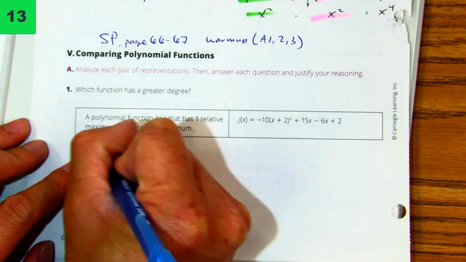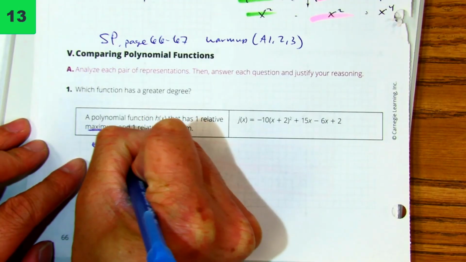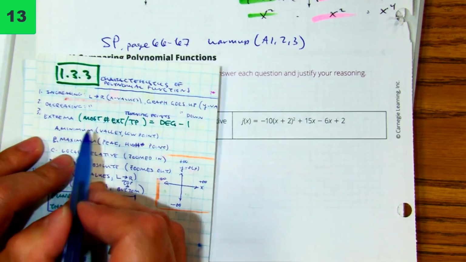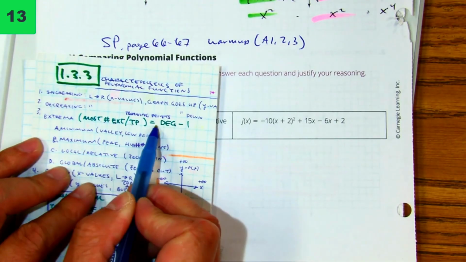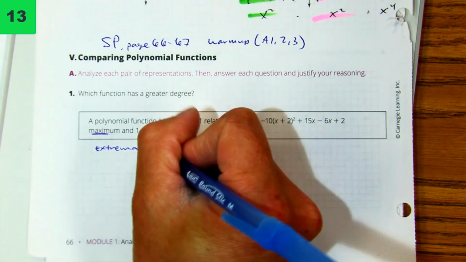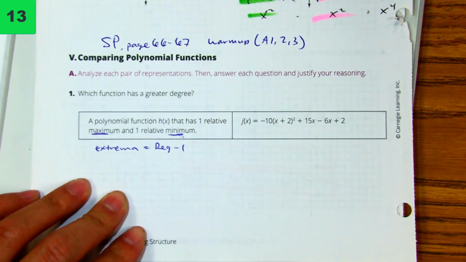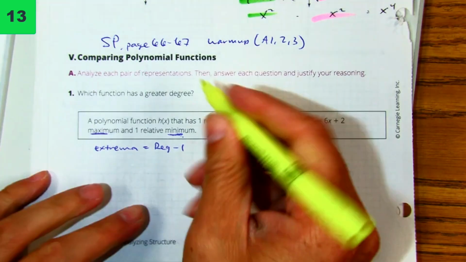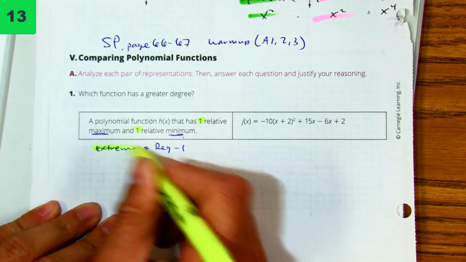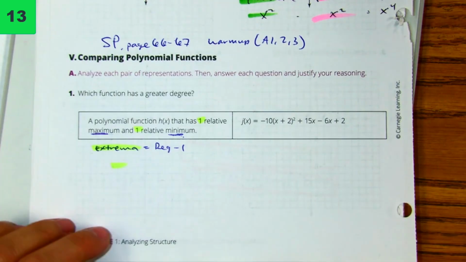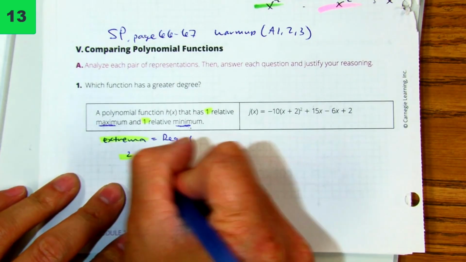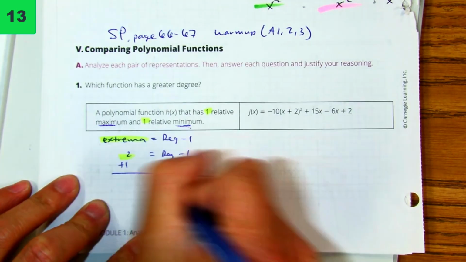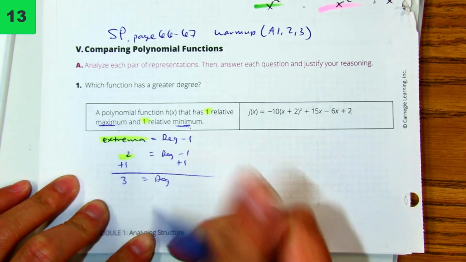That word is extrema. If I look at my formula sheet, I have the most number of extrema or turning points equals degree minus 1. So extrema equals degree minus 1. Here I have 1 extrema, 2 extrema. So I'm going to put in there 2. 2 equals degree minus 1. I'm going to add 1 to both sides. Therefore, I have at least a third degree polynomial.